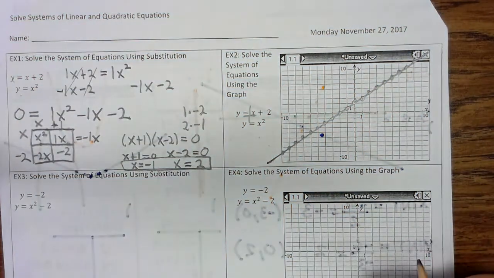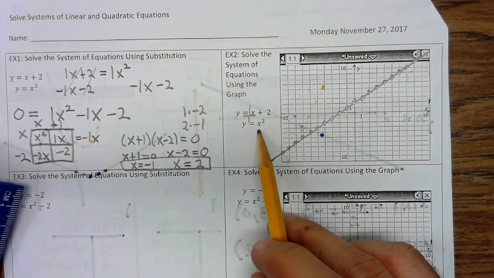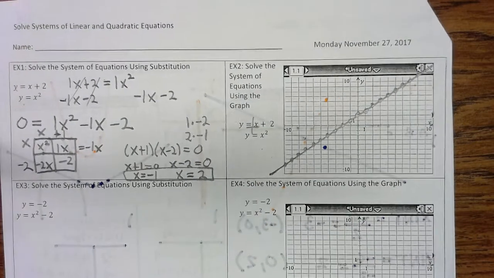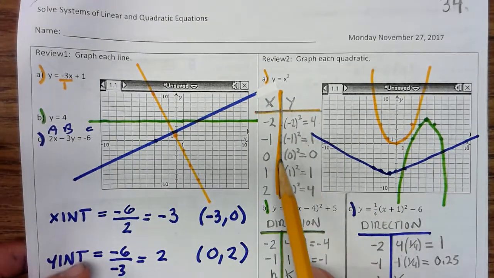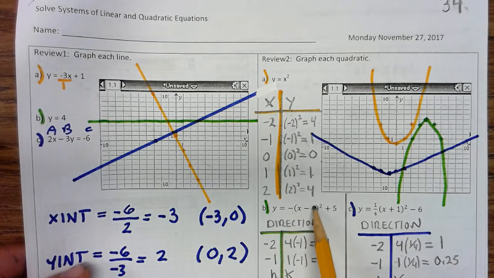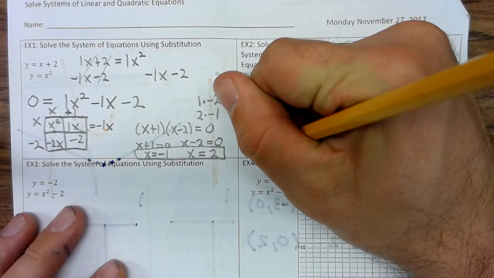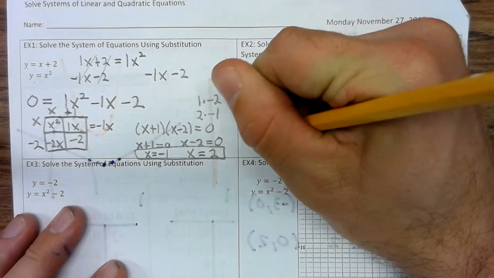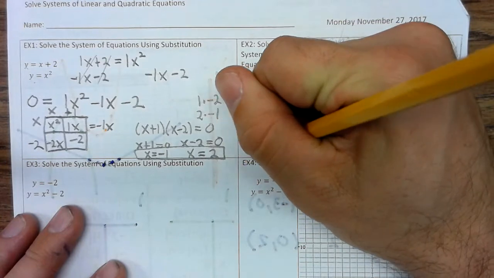All right. So now we have y equals x squared. And we know from what we did before, we have our points for that one, which are right here: negative 2, 4; negative 1, 1; 0, 0; 1, 1; 2, 4. So x, y: negative 2, 4, negative 1, 1, 0, 0, and so on.